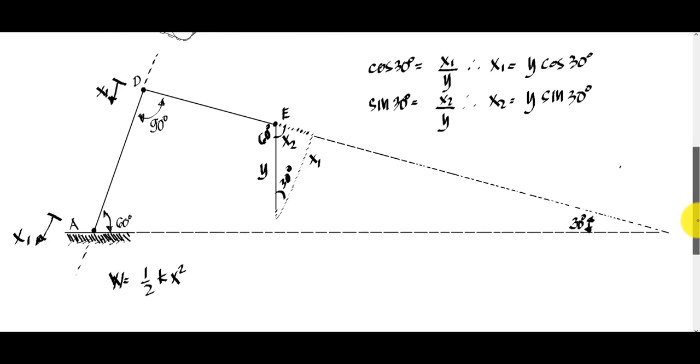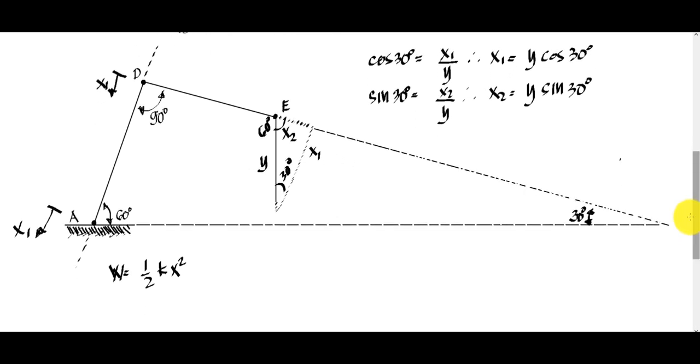Now expressing that in the equation of our properties or solution to the problem, we can rewrite here that the total work, or work equivalent, is equal to the work of the bar AD plus the work done by the bar DE.